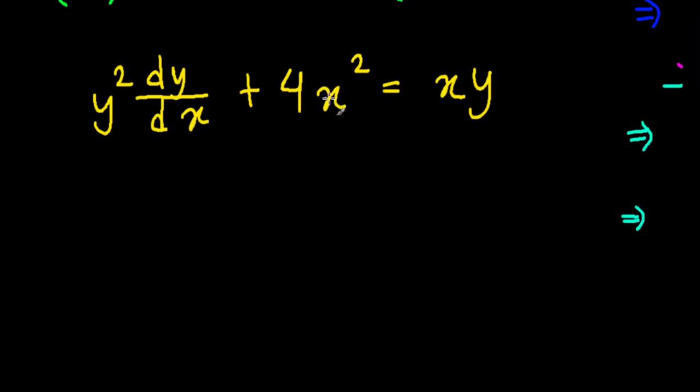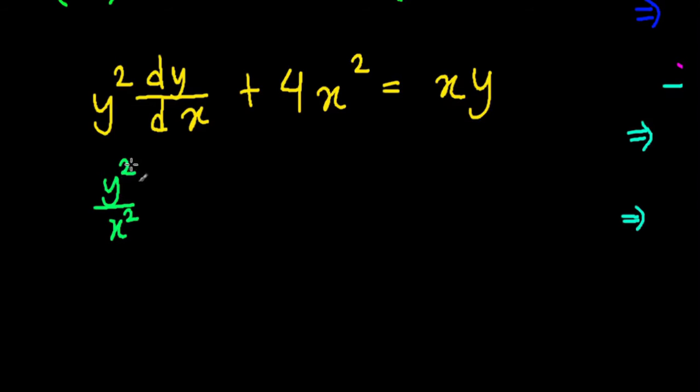The thing we can see here is, it's kind of like the total power of x and y in all these things, other than dy by dx, they're the same. They're kind of like 2 each. Okay, so if you divide by x squared here, let's see what happens then.